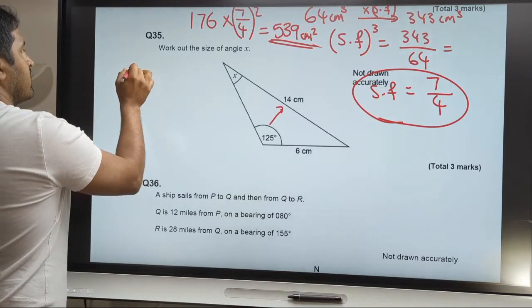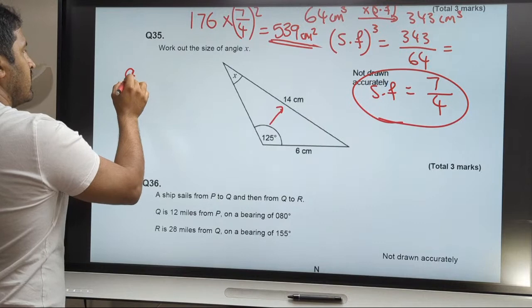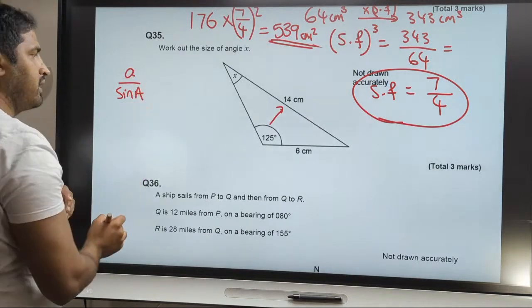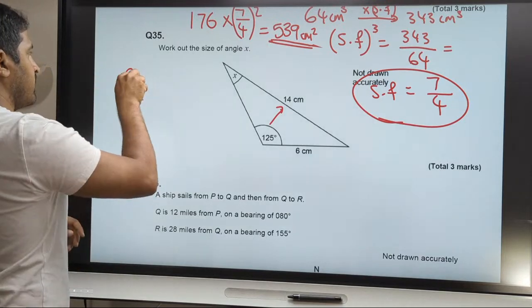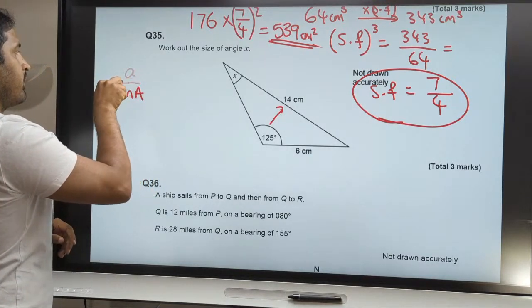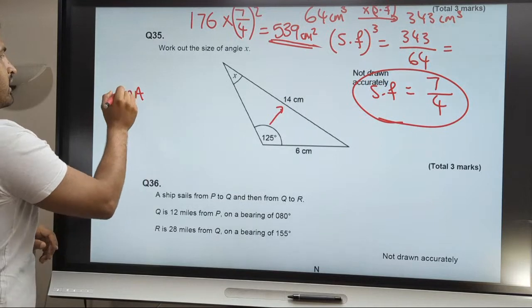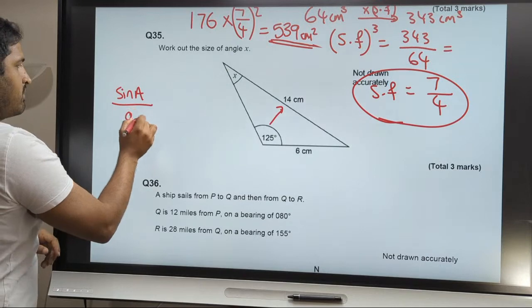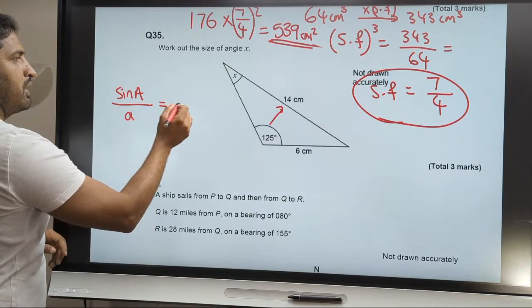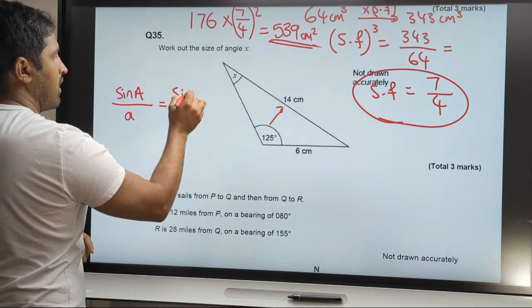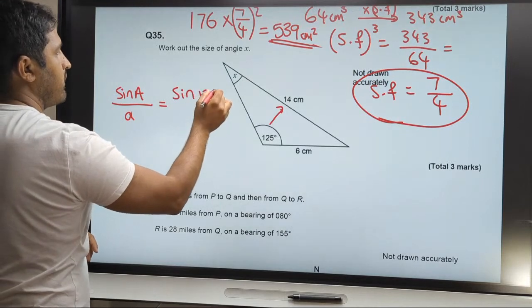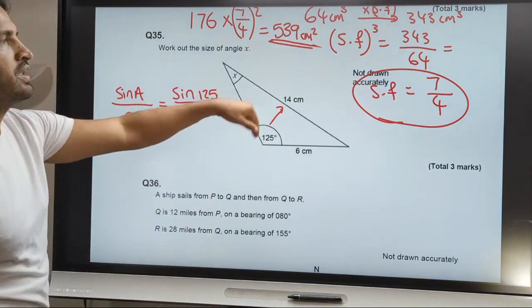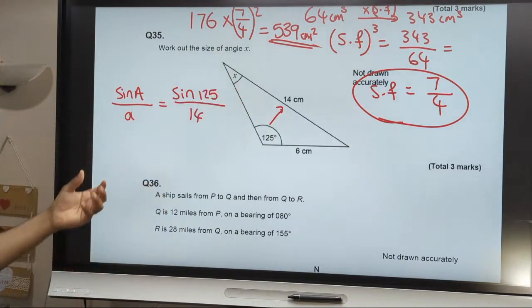You can say the side A divided by sine of that opposite angle, or you can write the other way around. Because this time we're trying to work out the angle, I'm going to keep the sine of A over the side, which should be equal to sine of 125 over 14. Opposite side and angle should be in the same ratio.